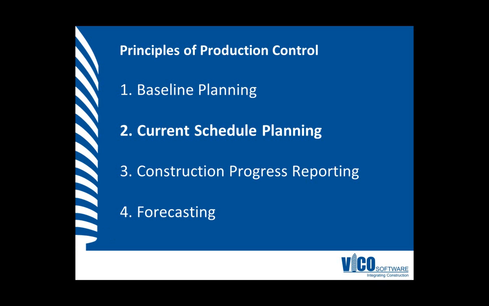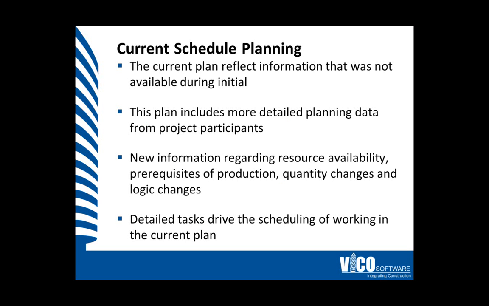The next principle of production control is current schedule planning. This reflects information that was not available during the initial planning stage. The plan includes more detailed planning data from project participants like engineers, architects, subcontractors, and direct labor foremen. New information regarding resource availability, prerequisites of production, quantity changes, and logic changes will be made available and can be included in the current schedule plan. Ultimately, these detailed tasks will drive the scheduling of work in the current plan.